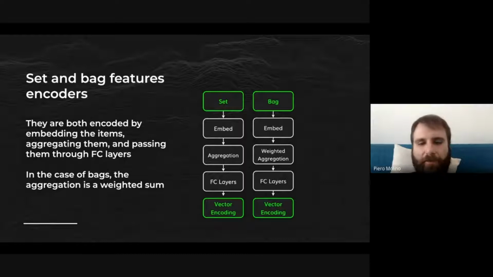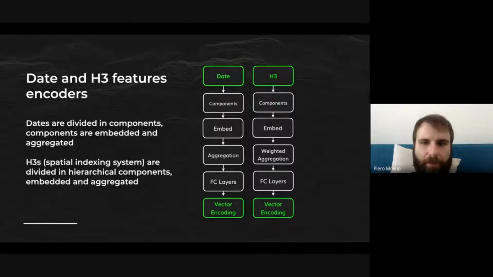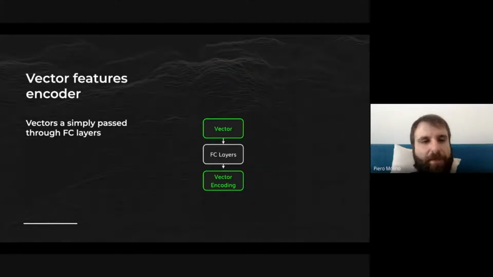And so what happens is that first you embed each element, then you aggregate the elements, and then you have fully connected layers. For the bag, where you have multiple instances of the same elements, you do a weighted aggregation instead. Date and H3 features are first divided into their components. For instance, date is divided into month, day, year, day of the month, day of the year, hour, and minute. And then each single component is embedded, and then they are aggregated, and something similar happens to H3 too. Finally, vector features are just taken as they are and passed through fully connected layers.